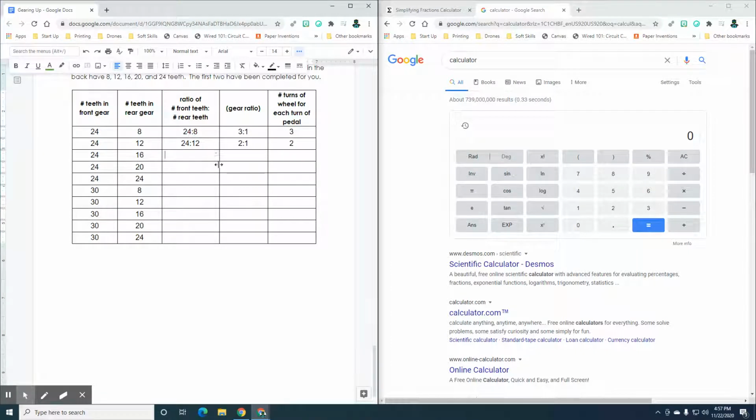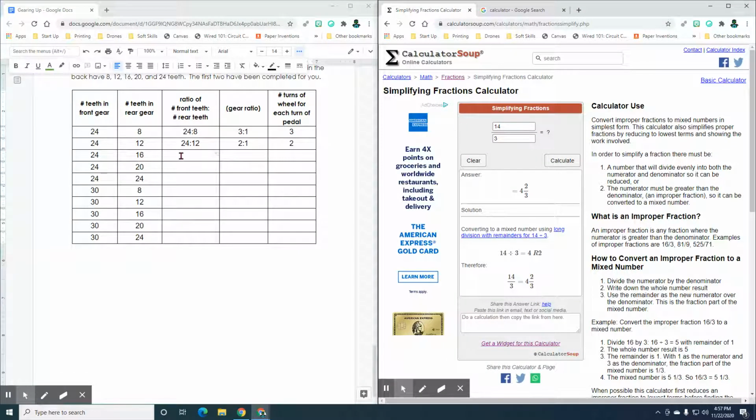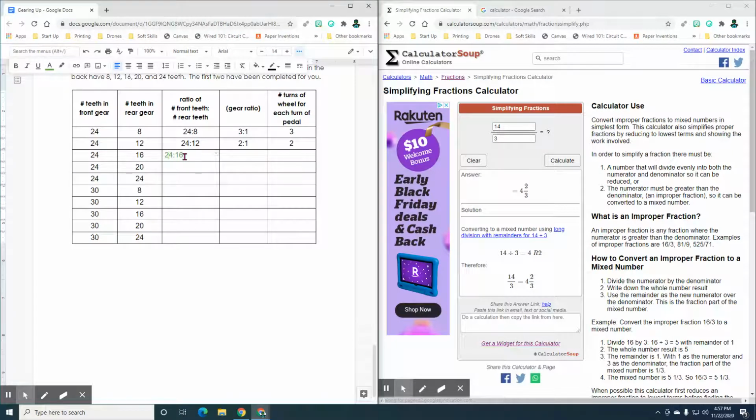So I noticed a lot of confusion in gear ratios when grading your assignment, and a lot of it was just simplifying fractions. So for this gear ratio, we have 24:16 because it's 24 on the front and 16 on the rear. Now the gear ratio is we simplify 24 and 16 to their simplest terms.